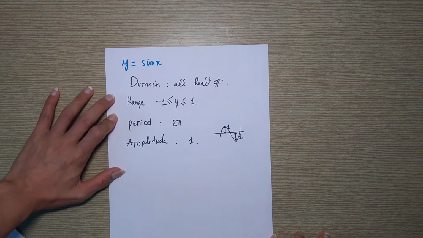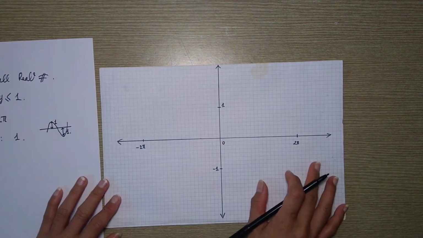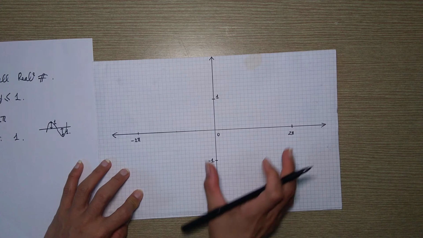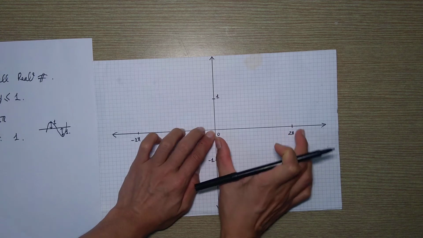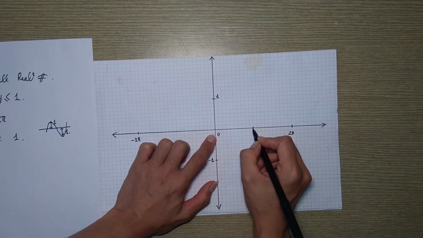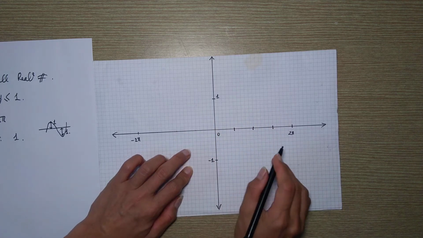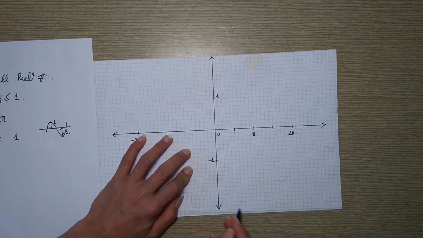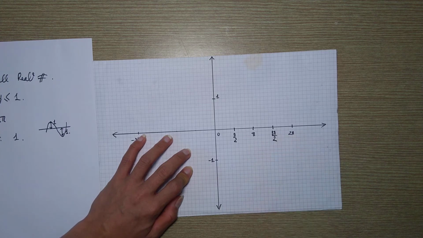Now I'm going to show you how to sketch a graph of this function. To sketch it, you just need to graph one period. Assuming the period is 2 pi, from 0 to 2 pi the distance is 2 pi. You divide this distance into 4 equal parts, and the graph will go this way. Half of 2 pi is pi, half of pi is pi over 2, and this is 3 pi over 2. So these are the 3 points.